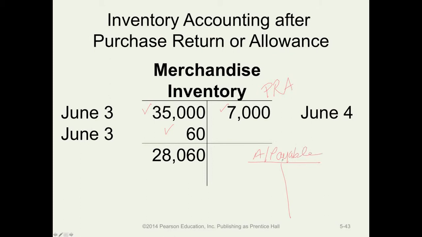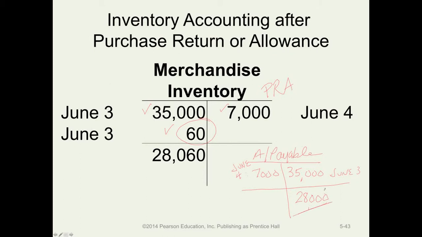we have to be careful because although the freight was paid to a different party, in this case, the allowance or the return on June 4th impacts the payable. So right now, you're going to owe the vendor $2,800.